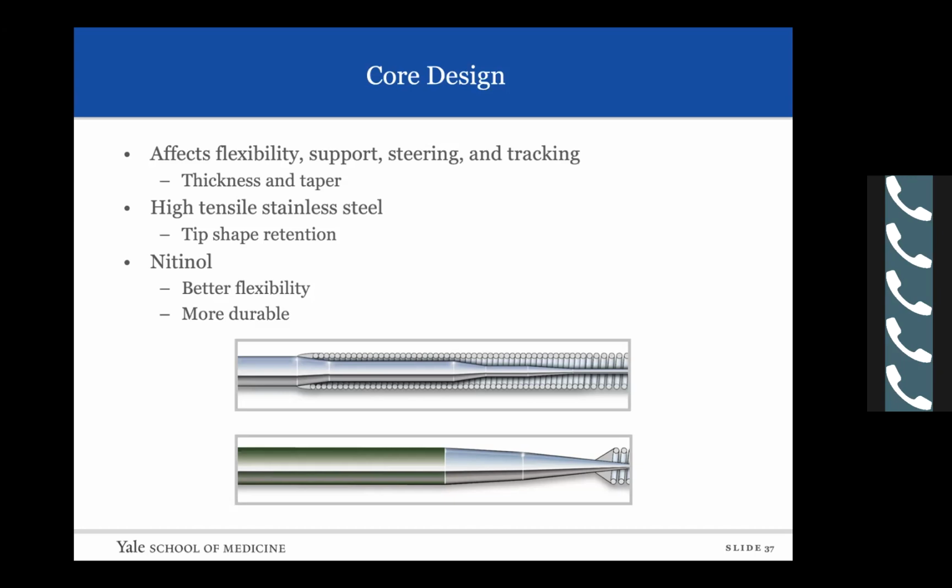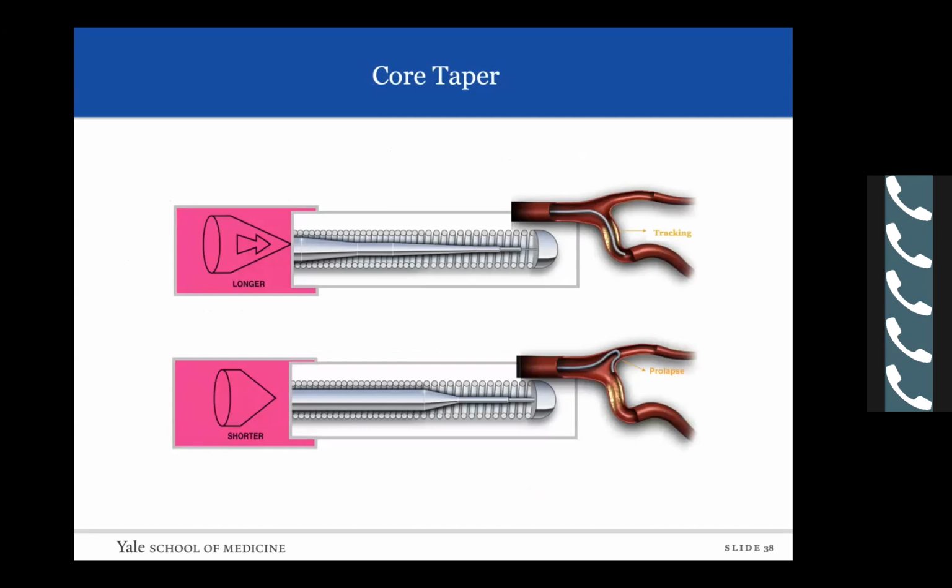So this is a good example about what core taper means. If you have the wire on top with a nice smooth taper, that bend is going to be such that you can track that wire very easily through tortuosity. The wire at the bottom is a stiff delivery wire, but it has a very short taper. So the distal tip is very flexible, the proximal is very stiff. That's going to result in pushing the flexible area into the lesion, but the stiff part is not going to want to bend, and you're going to end up prolapsing your wire out of the lesion you want to cross.